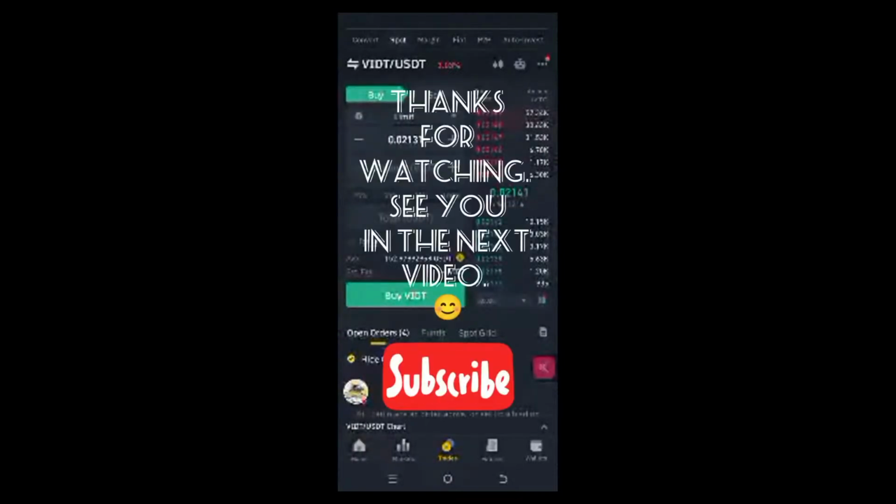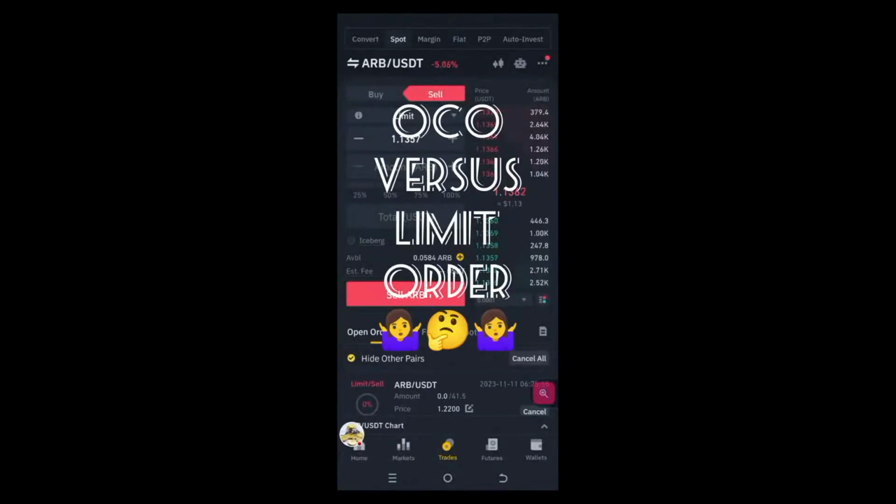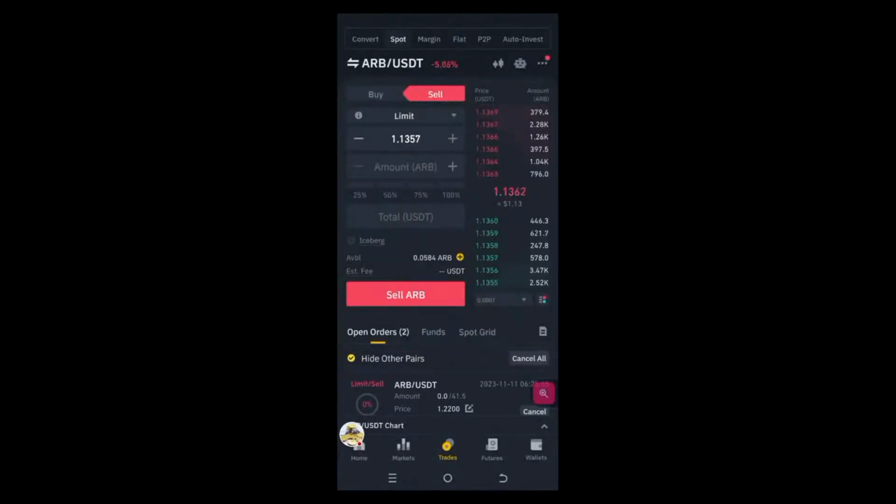Okay, that's great. So we're going to ship out our profit right about now. OCO versus limit order. Why would I go for that, right? So a limit order gives me an opportunity to set the amount I want to get. Now you need to understand it. A limit order gives you an opportunity to set an amount that you want to get. So you set that amount, right?